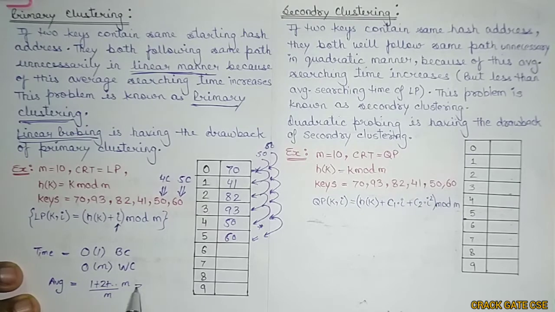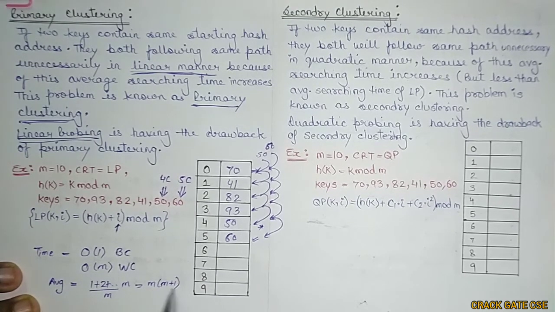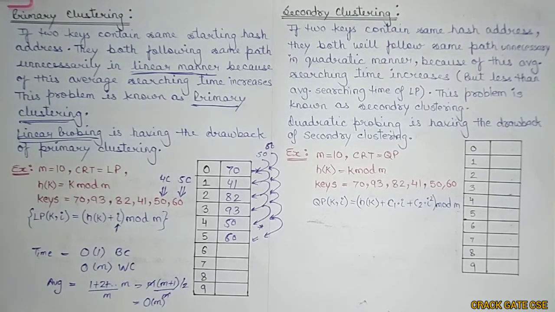This equation can be written down as m into (m plus 1) by 2, divided by m. So this m is divided, and we can write it as order of m. So the time complexity for searching is order of m in the average case and worst case, because of this primary clustering problem.